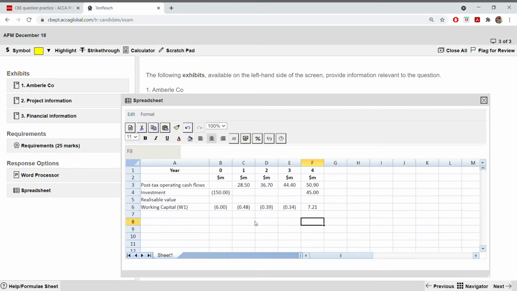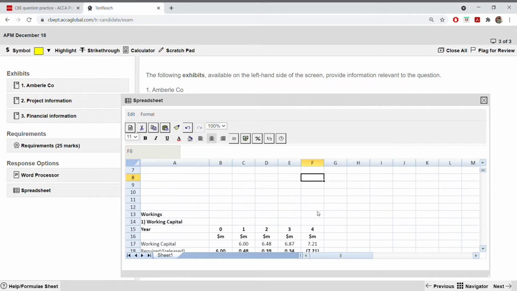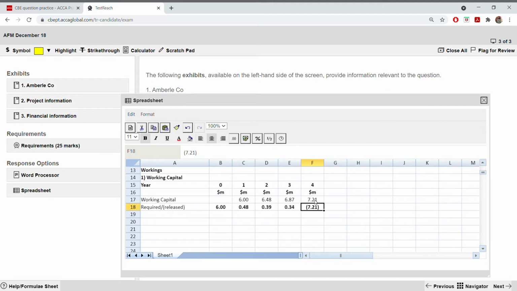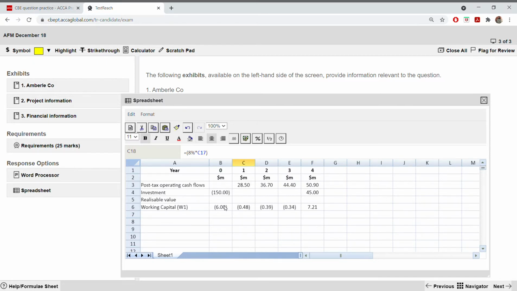All the time working capital in each of the years is negative. When you're releasing it, it will be positive. In the working you are showing it like this because you're just calculating how much you require. That's why you're taking it as positive. But when you're putting it in the cash flow, you're taking it as negative: the required amount in negative, the released amount in positive. Next, what do we have? Next, we just take cash flows.